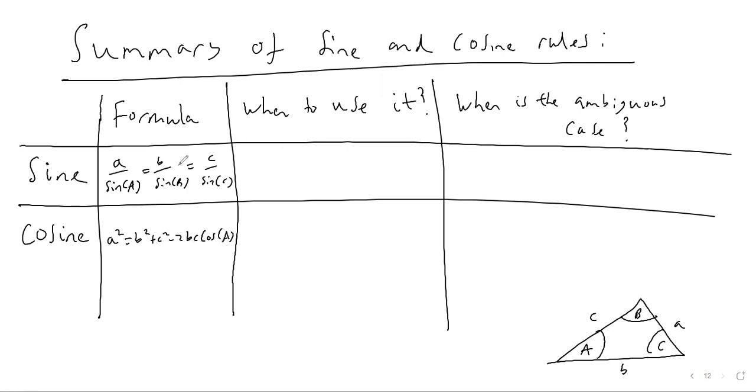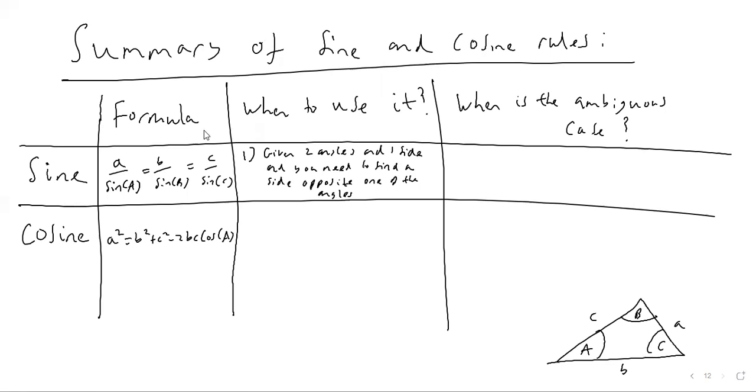And then when do you use both of them? So when do you use the sine rule? You use the sine rule if the question gives you two angles and one side, and you need to find a side opposite one of the angles. So that's your first case.